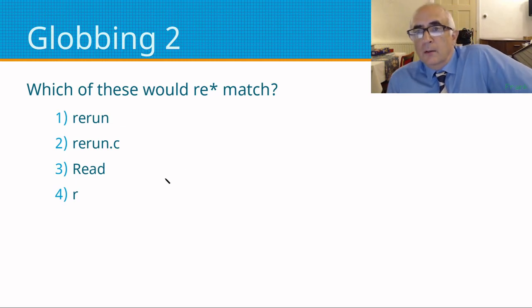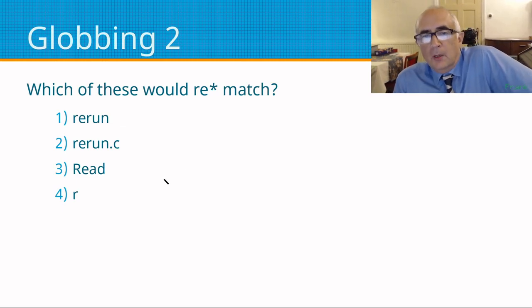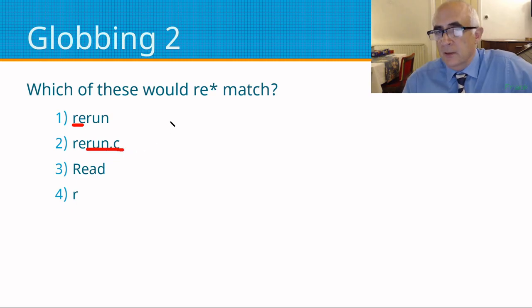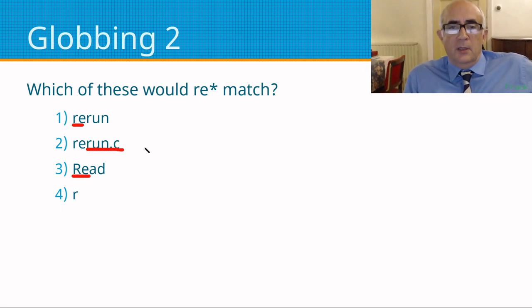What would RE star match? Let's have a look. RE and then any number of characters, I don't care. So RE, yep, that's fine. Rerun, that would be no problem. That would be included. Rerun.c, yeah, why not? It's just a number of characters. Run.c is a number of characters following it. How about this one? That's a bit tricky because Unix uses case-sensitive file names, and a capital R is not the same as a lowercase r, so that would fail.